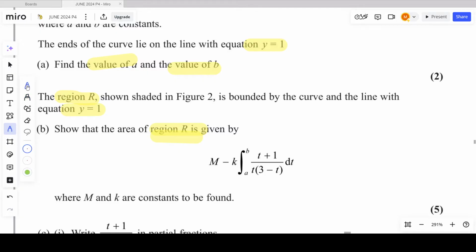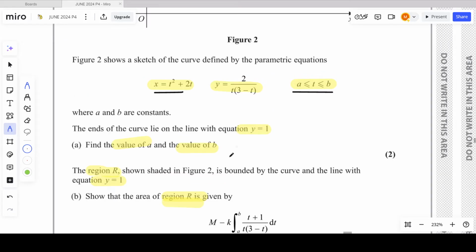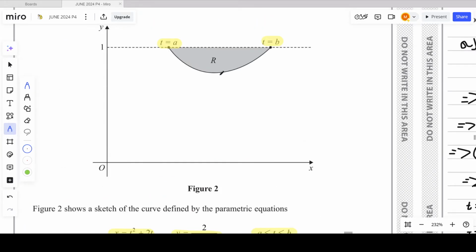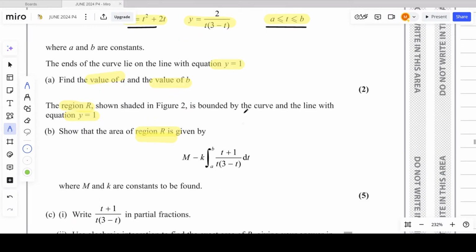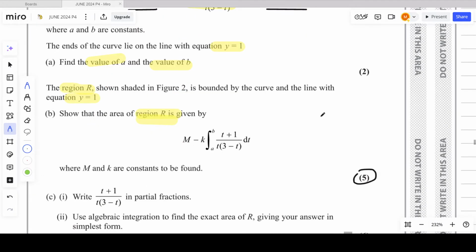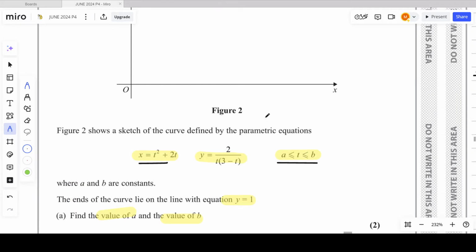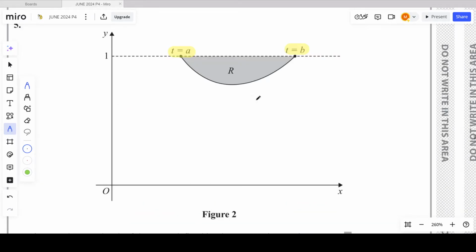For finding the area of region R, what can we do? It's for 5 marks, so we have to do some working. Let's see what the working is. To find the area of region R, we can do one thing: if you integrate the curve directly, you will get the area under the curve, right? You will get this area.